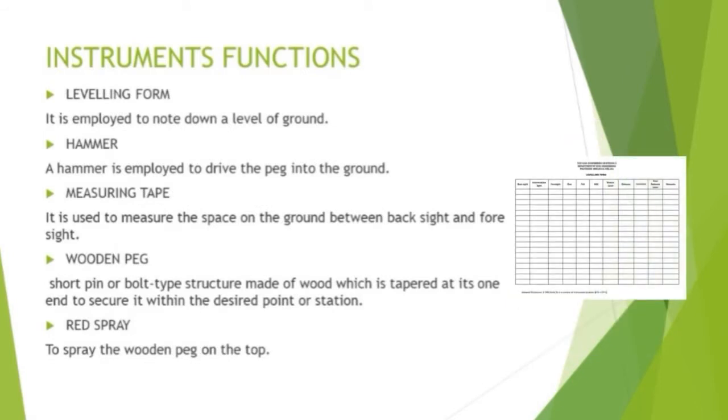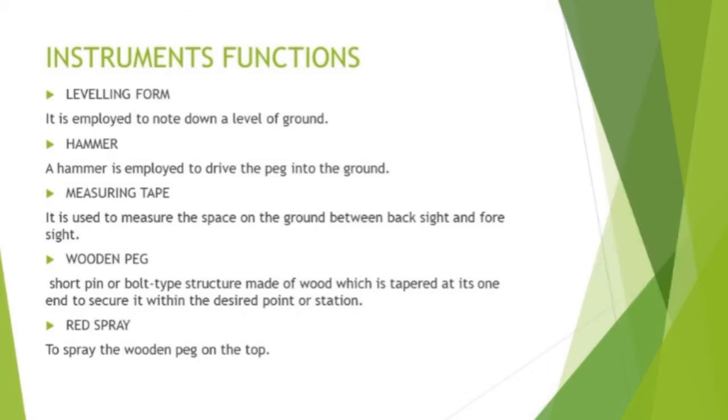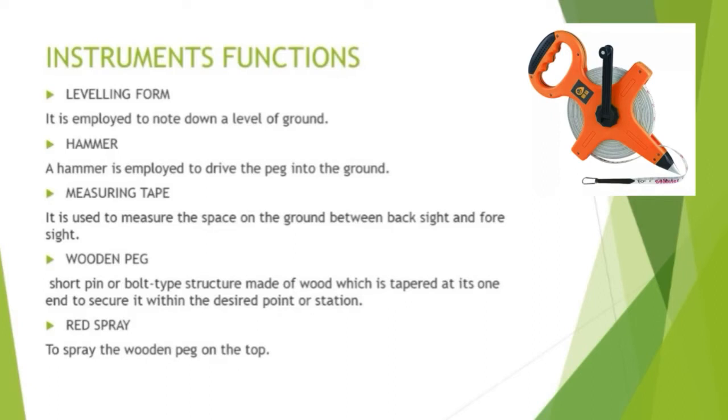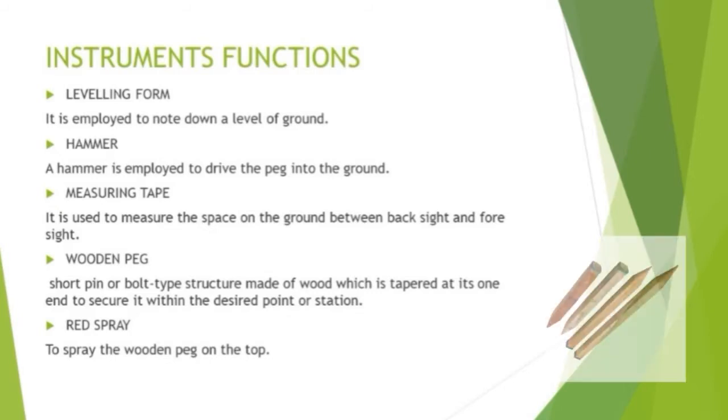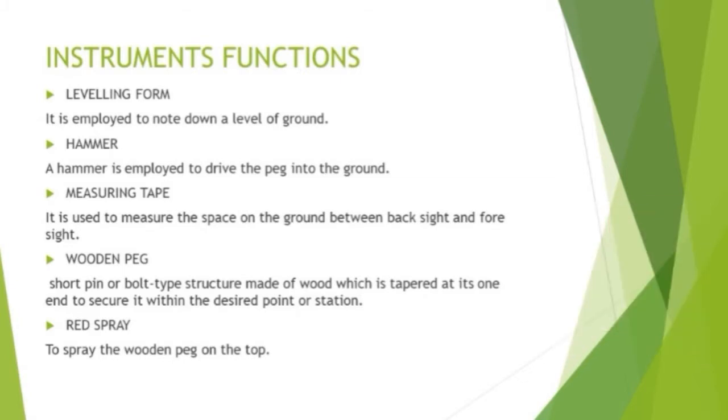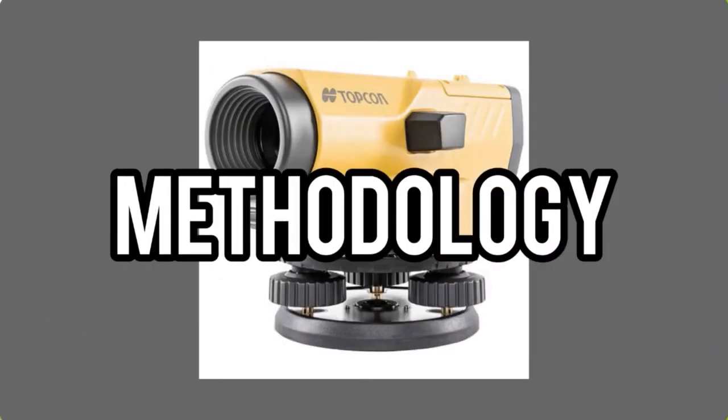Next, leveling form. It is employed to record the level of the ground after we finish our leveling. Next, hammer. A hammer is employed to drive the pick into the ground. Next, measuring tape. It is used to measure the space on the ground between the back side and fore side. Wooden pick. A short pin or bolt type structure made of wood which is tapered at one end to secure it within the desired point or station. The last one is red spray. The red spray is used to spray the top of the wooden pick after we finish our leveling.